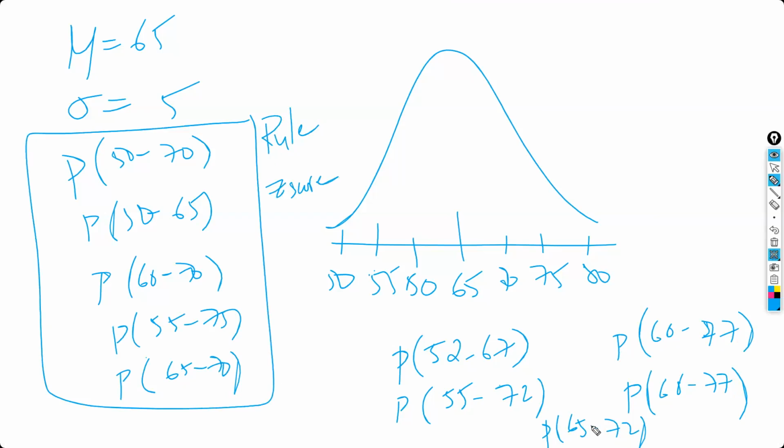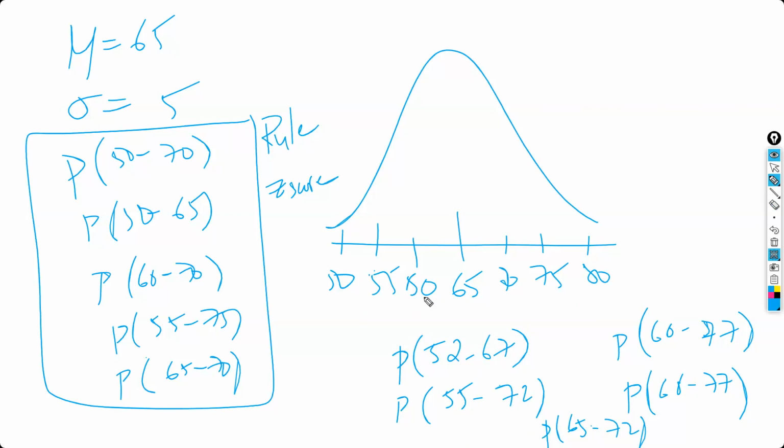The rule is not applicable because the number should be available in the diagram. If that number is available in the diagram only, we can apply the 68, 95, 99.7 rule. If one of the two numbers is not available, we can't apply the rule. If both the numbers, starting number and ending number, are available in the diagram, then we can apply the rule.